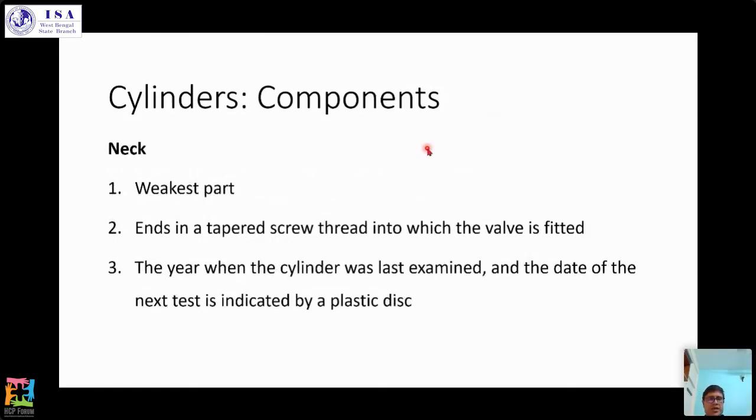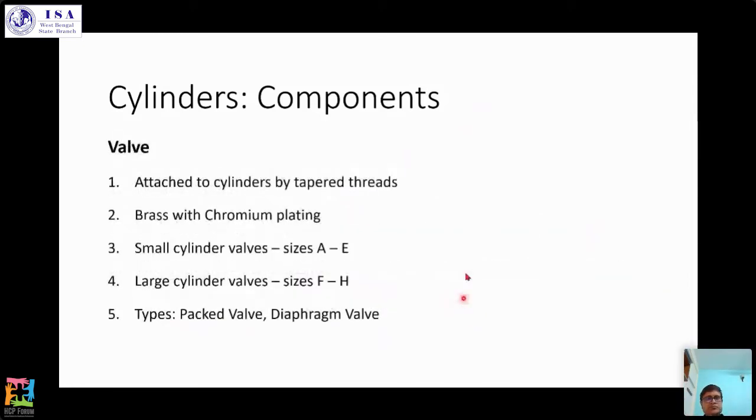The neck is the part where the cylinder becomes narrow. It ends in a tapered screw thread into which the valve is fitted. The year when the cylinder was last examined and the date of the next test are indicated by a plastic disc which is fitted on the neck.